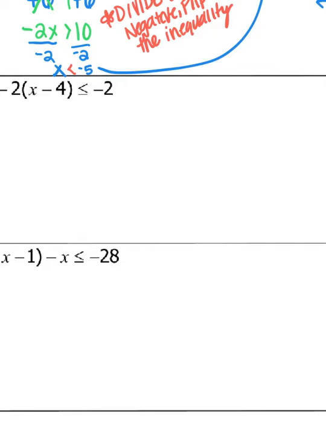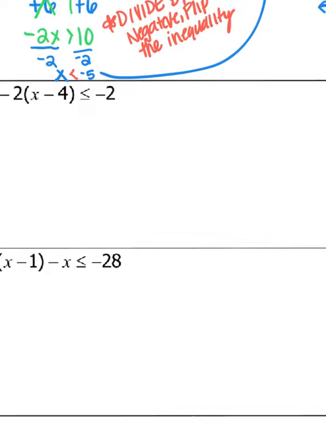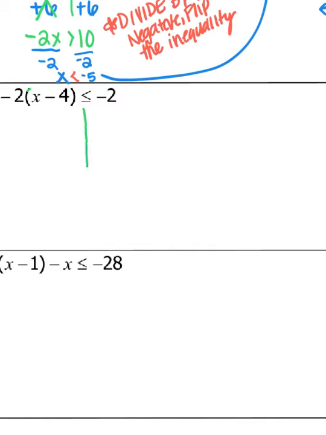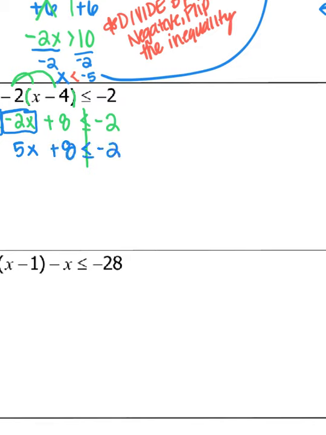All right, let's look at number 3. We first need to start by distributing, because I see these parentheses here. So -2 times x is -2x. -2 times -4 is +8. Bring down our 7x, bring down our less than or equal to, and bring down the -2. We now need to combine like terms. I can combine a 7x with a negative 2x because they both have an x on it. 7 minus 2 is 5x plus 8. Bring down the less than or equal to negative 2.